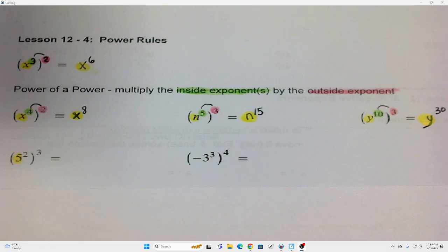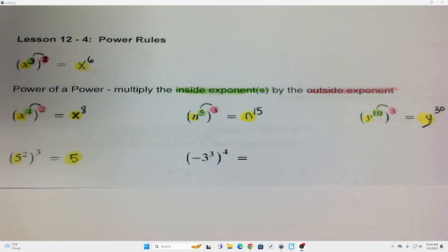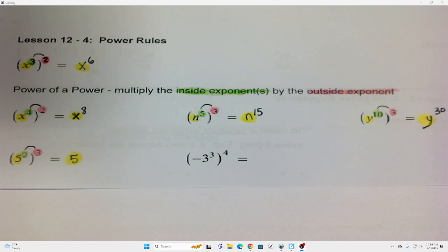So we'll talk through this last one. You look at the base inside the parentheses, bring that on outside, then look at your inside and outside exponents and multiply them. That gets the new exponent.